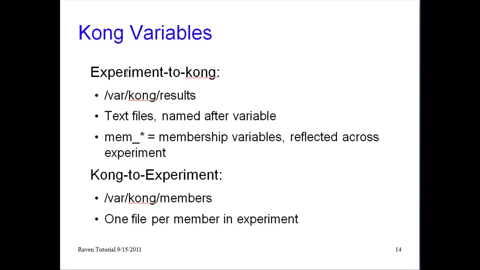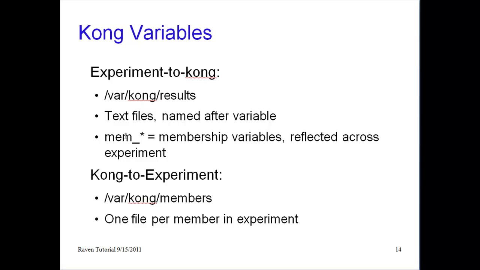So in the experiment to Kong variables, we have a directory called /var/kong/results. And what you do is you put text files in there named after your variables. So let's say I wanted to create a CPU benchmark variable. Inside of /var/kong/results, I could create a text file called cpubench, and inside of it I could put, for example, the number of prime numbers computed per second, or some interesting CPU metric. That result would be collected and displayed to the user in the Kong user interface in the Sface tool.